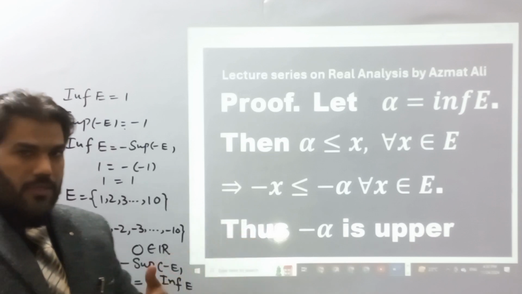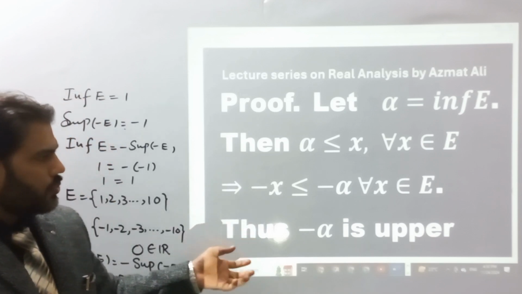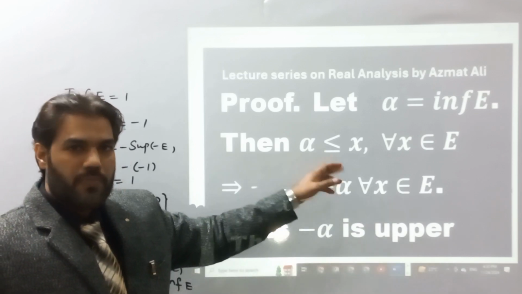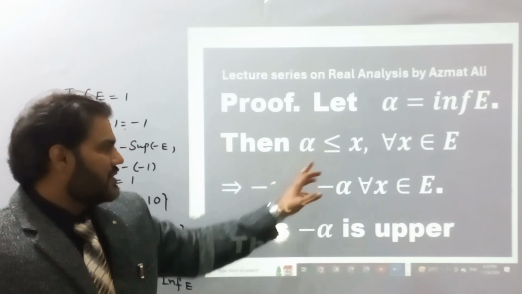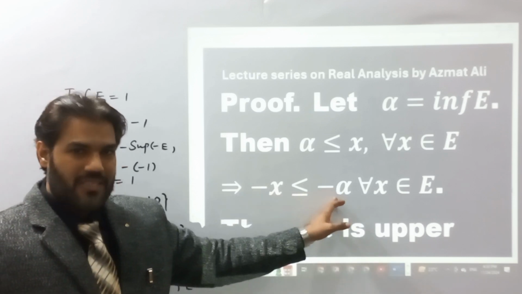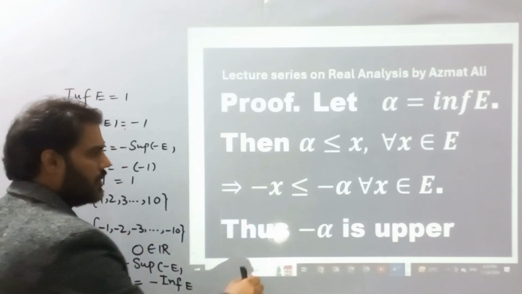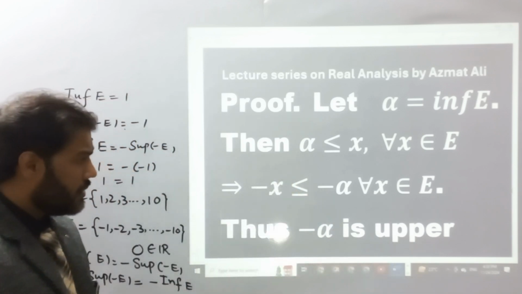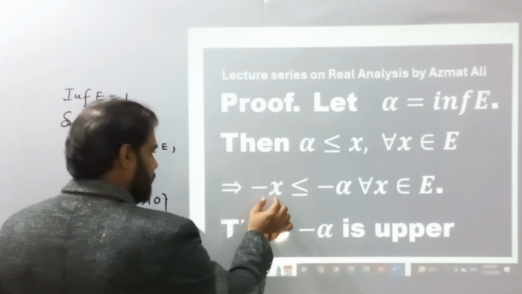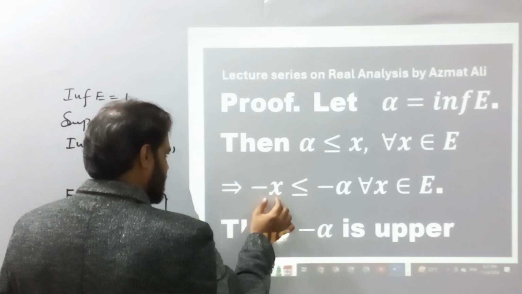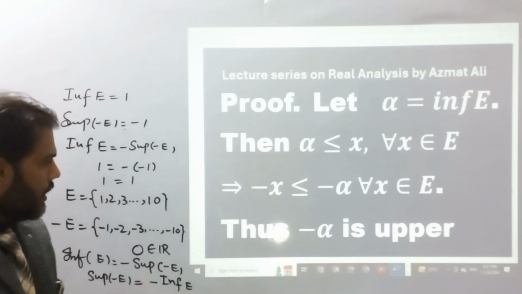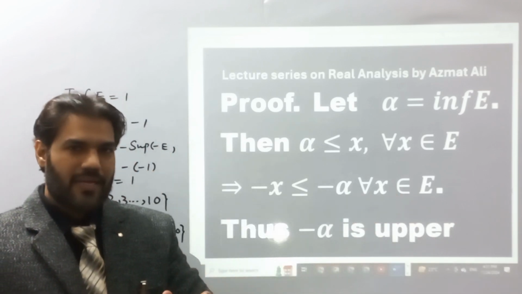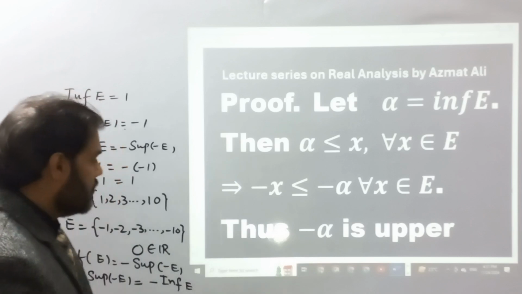Multiply on both sides by minus 1 to make the elements of set minus E. The inequality sign will reverse here. So minus X is less than or equal to minus alpha. Now you have to find which set has elements minus X. As X are the elements of set E, minus X are the elements of set minus E.